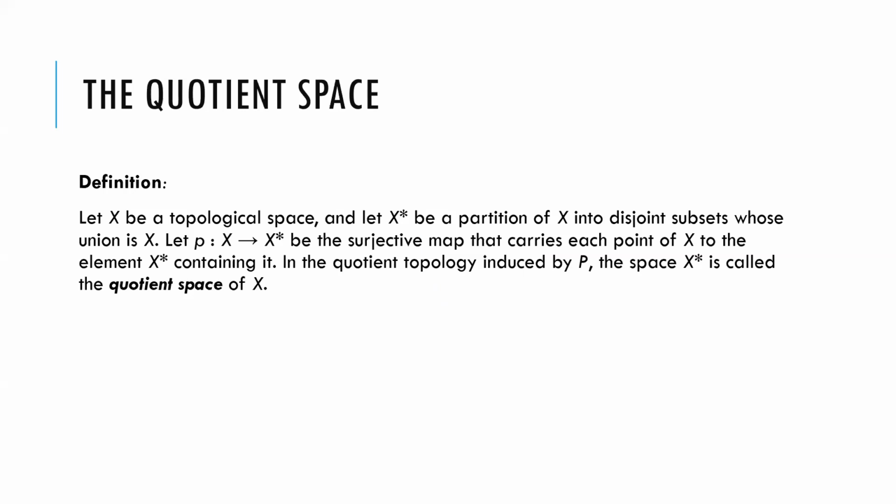It's for the quotient space. If X is our topological space and X asterisk is a partition of X into disjoint subsets whose union is X, then the map p, which maps X into X asterisk, is the surjective map that carries each point of X to the element of X asterisk containing it. And the quotient topology induced by p, it should be a lowercase p, I'm sorry that it's uppercase. The space X asterisk is the quotient space of X.